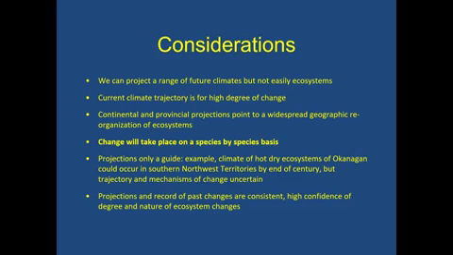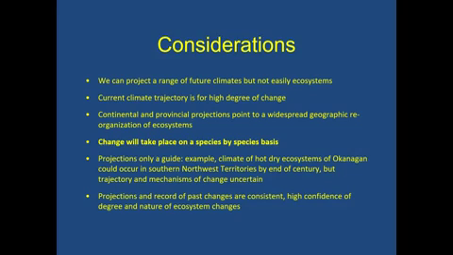The projections that I'm going to show you are only a guide. An example is the climate of the hot, dry ecosystems of the Okanagan could occur, and it's projected to occur in the southern Northwest Territories by the end of the century. But how in the world you get this ponderosa pine and the species of the South Okanagan to the Northwest Territories in less than a century is very difficult to imagine. So the trajectory of this change and the mechanisms by which the change will occur is unknown.